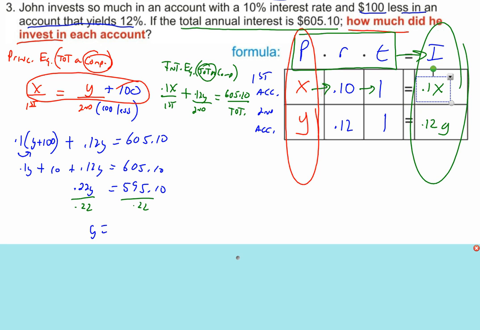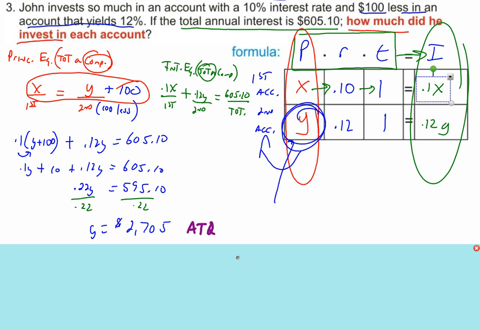Anybody have an amount for y? Rachel, what do you got? Okay, that's what I got, $2,705. Now remember, we have to ATQ, right? We have to answer the question, so let's make sure we understand what the y is. And the y is told to us that it's the principal, right, of the second account.